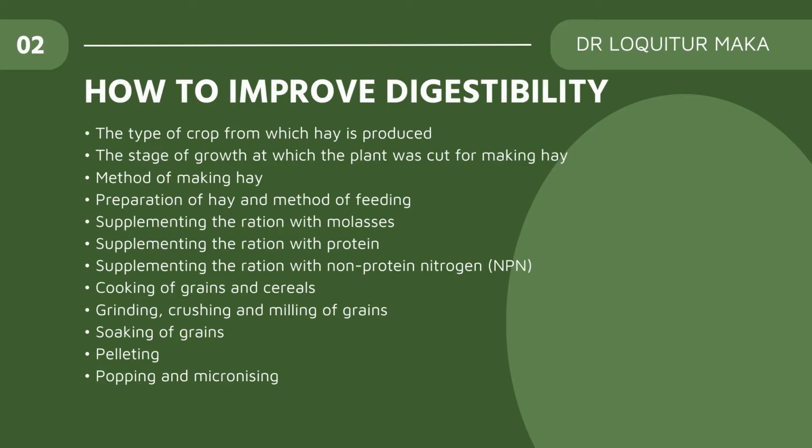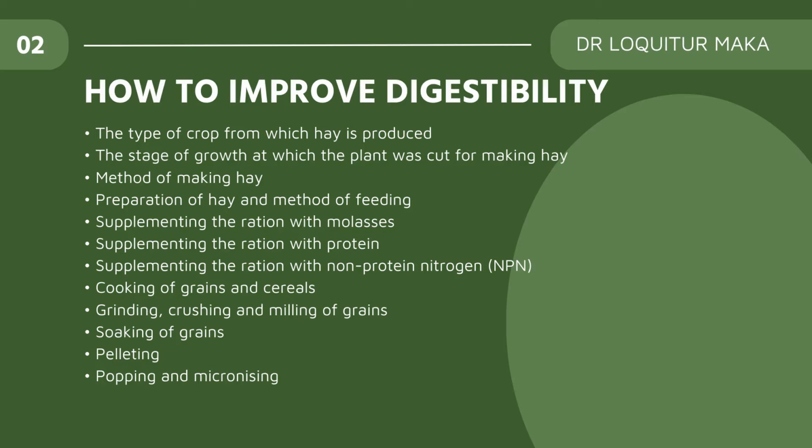Then we also look at the grinding, we look at the crushing, we also look at the milling of these grains, right? We look at the soaking of the grains, we look at the pelleting of the grains, and also we look at the micronizing and also popping of the grains. So basically, how you improve digestibility, you have other factors now that you need to look at.